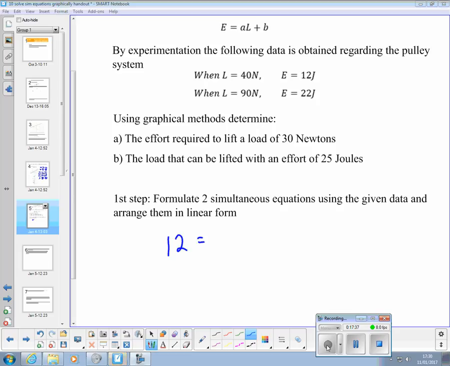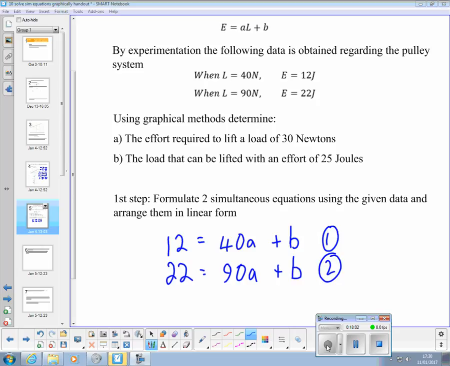equals, so we'll write 40A because that's the way we usually write it, plus B. That's the first equation. And the second one, 22 is equal to 90A plus B. Second equation.